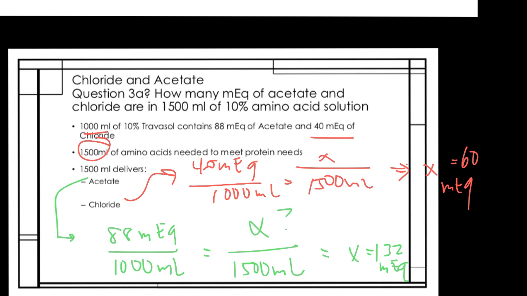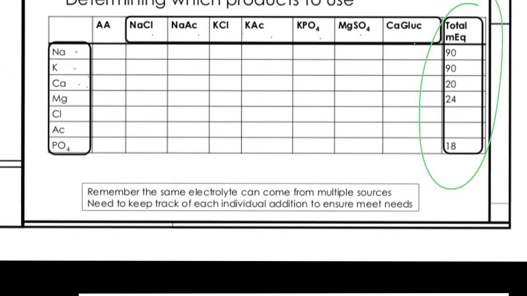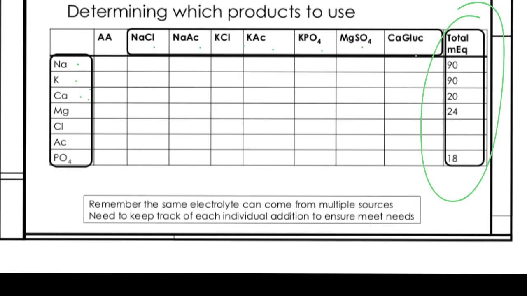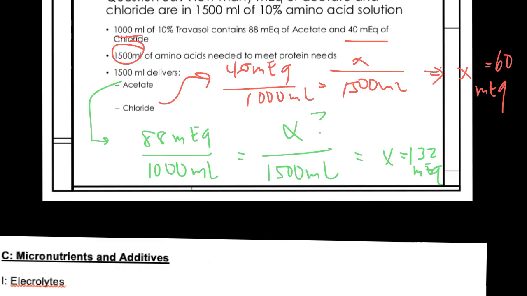So now we're going to fill in 60 milliequivalents of chloride in the amino acid solution and 132 milliequivalents of acetate in the amino acid solution. So here's your amino acid solution. You're going to put 60 in here, in the chloride, and the 132 over here in the acetate section.